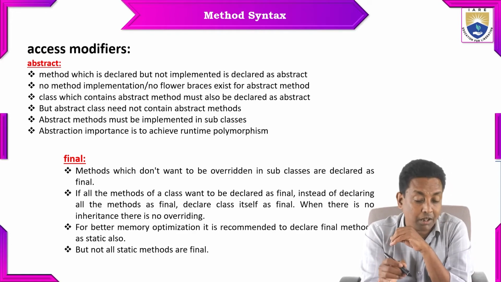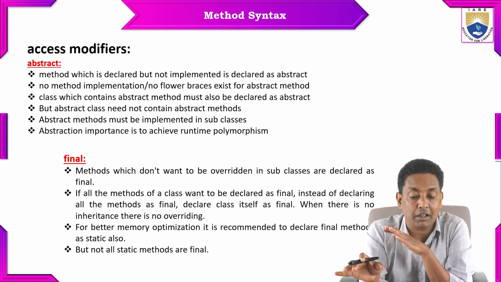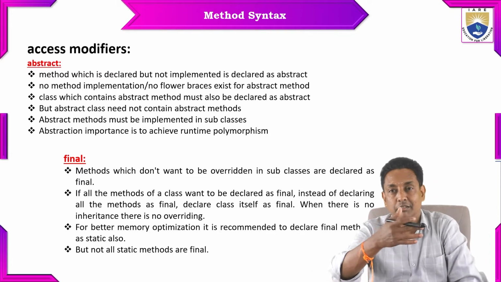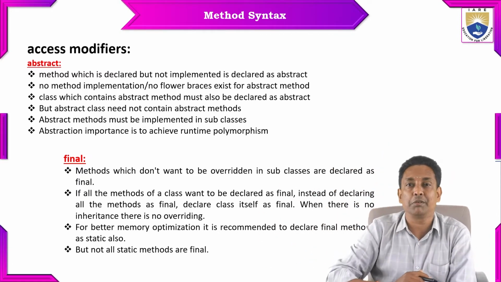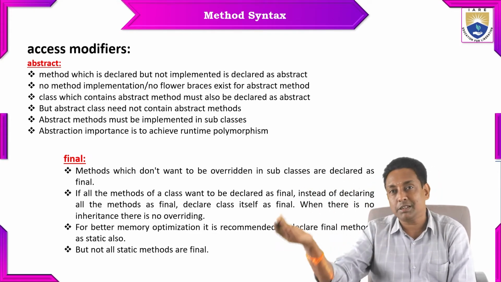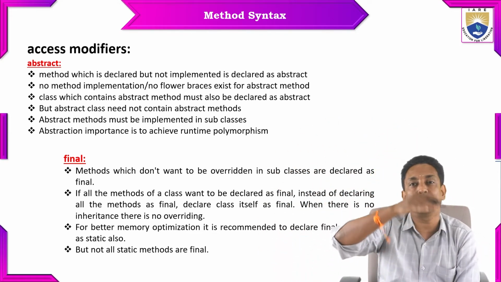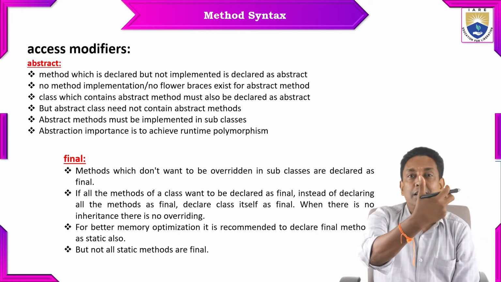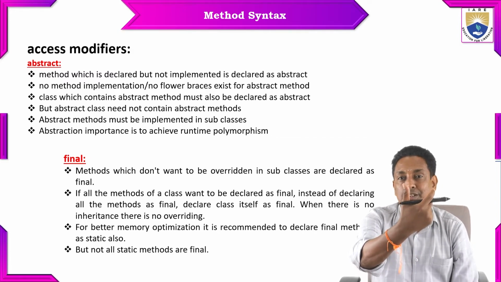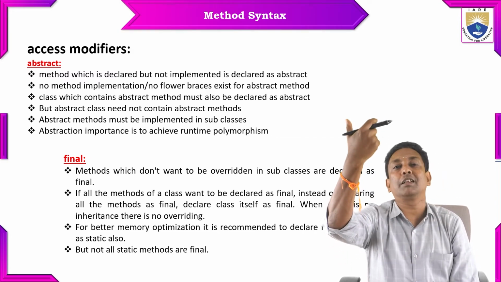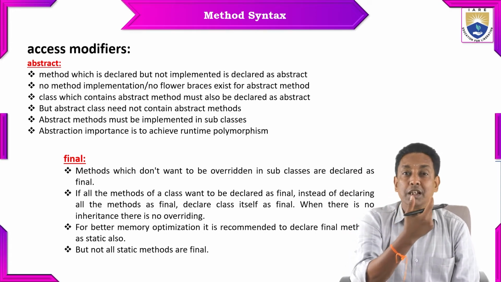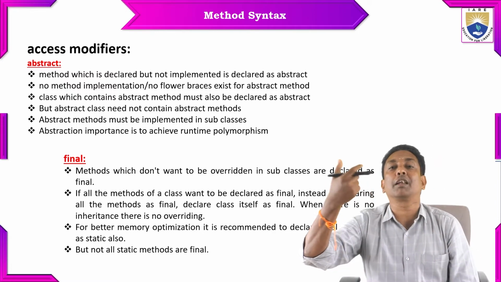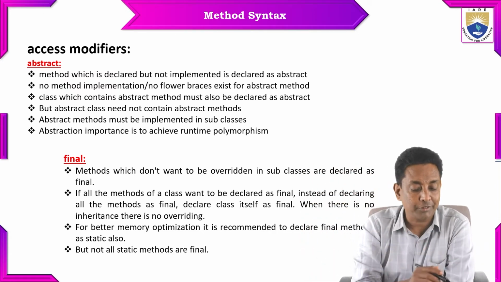For better memory optimization, it is recommended to declare final methods as static also. Just like instance memory and class memory for variables, the same instance memory and class memory exists for methods also. Methods which are not declared as static are called non-static methods or instance methods, and for them the memory will be allocated in the instance memory. Methods which are declared as static are also called class methods, for which the memory will be allocated in the class memory.